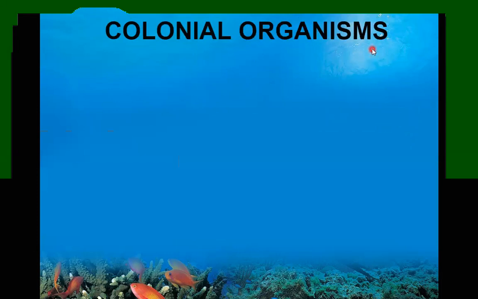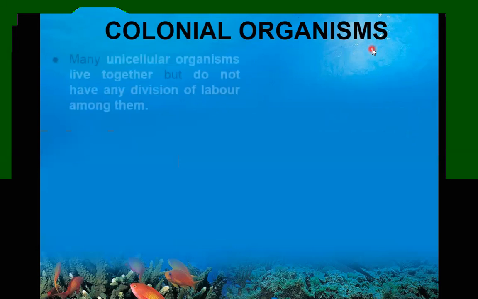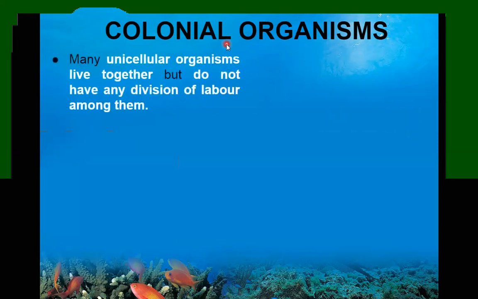Now moving on to another category or group of organisms, and that is colonial organisms. Now let's see what these colonial organisms are. Many unicellular organisms live together but do not have any division of labor among them. Basically, the colonial organisms are those kinds of organisms which are unicellular, but they do not behave in the same way as the unicellular organisms do.